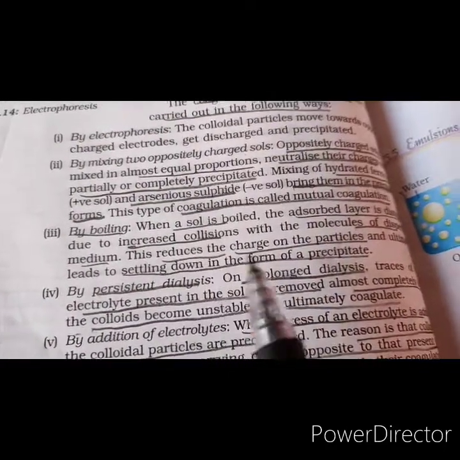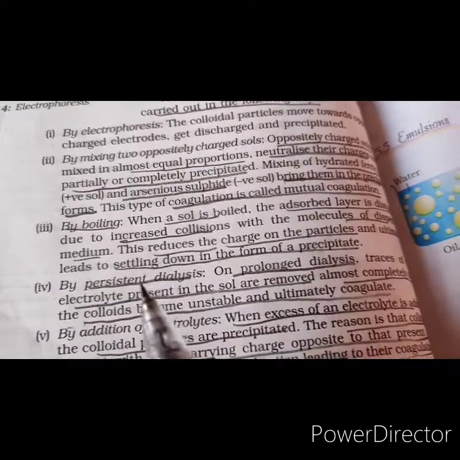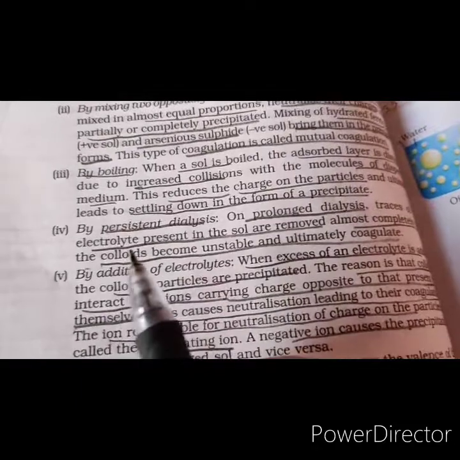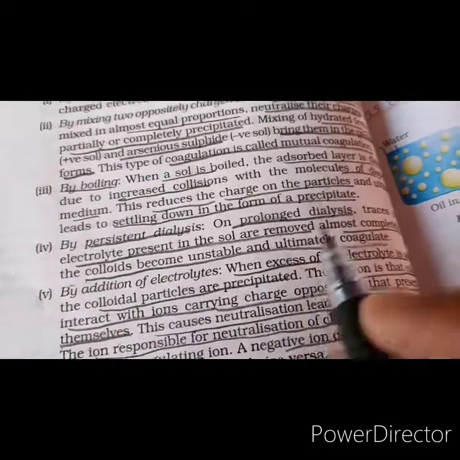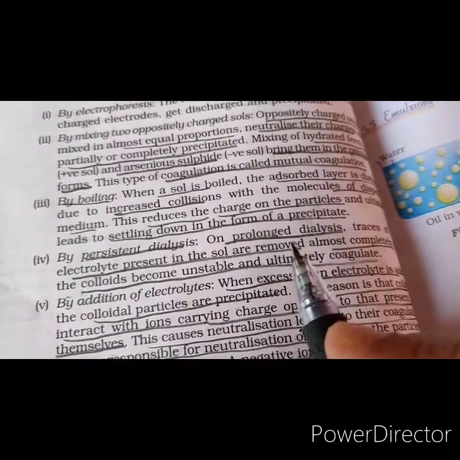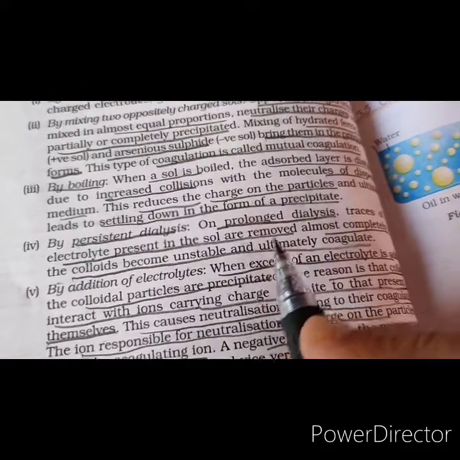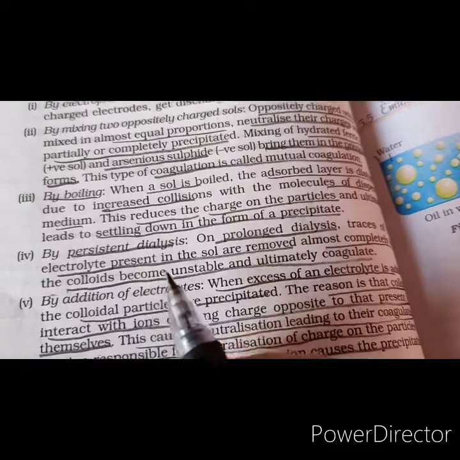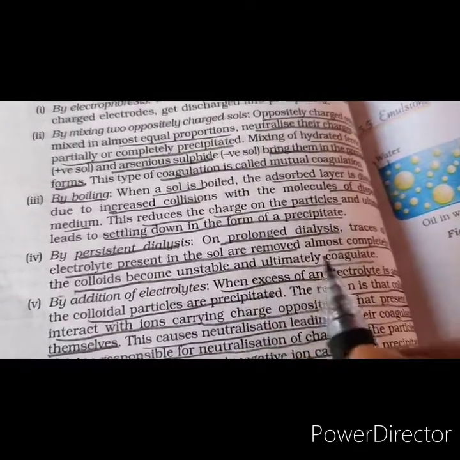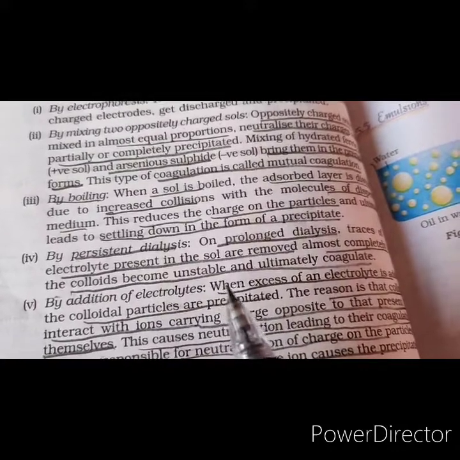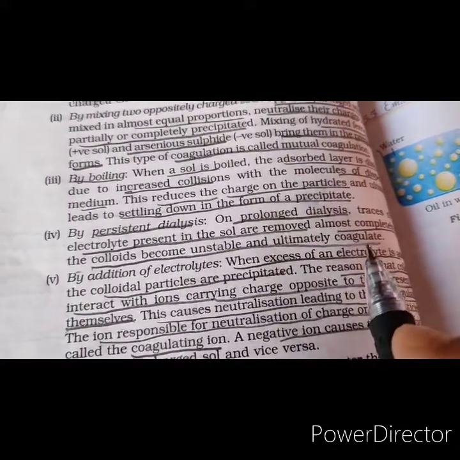As a result of this, their charge is reduced and they ultimately settle down in the form of a precipitate. By persistent dialysis. Dialysis is a method of purifying the colloidal solution, but if it is carried out for a long time, then traces of electrolyte which are present in the sol are also removed, and ultimately this colloid becomes unstable and coagulates.